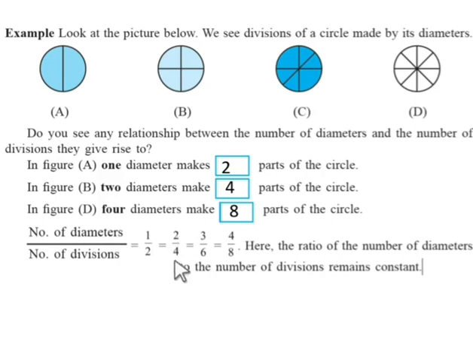2 diameters make 4 divisions, so you will get the ratio 2 upon 4. 3 diameters make 6 divisions, so you will get the ratio 3 upon 6. 4 diameters make 8 divisions, hence you will get the ratio 4 upon 8. Here the ratio of number of diameters to the number of divisions remains constant.